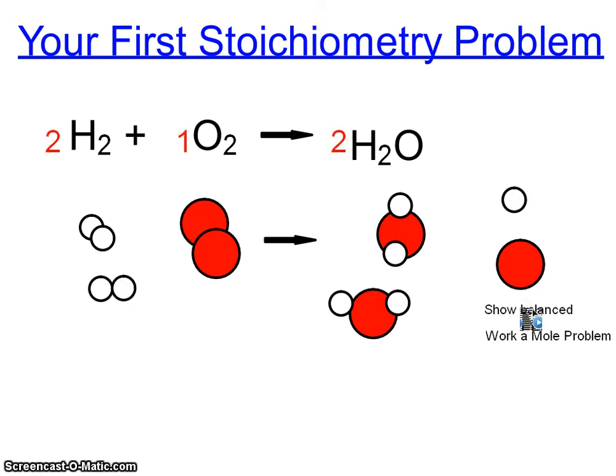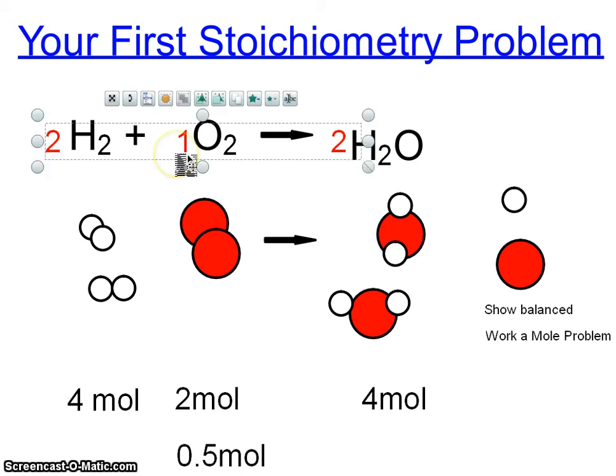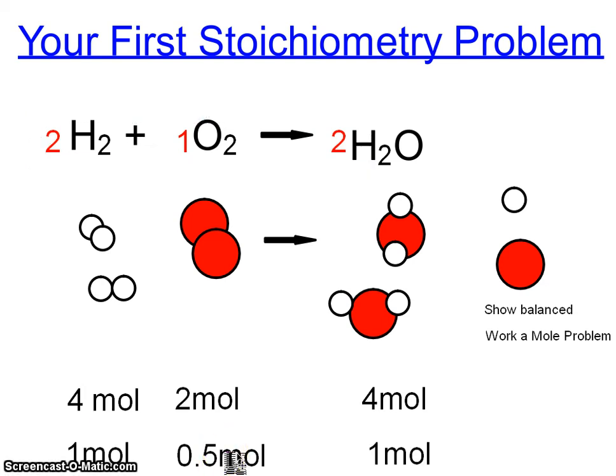Now I'm going to work out a problem just in moles. If I have 4 moles of hydrogen, then what I need is 2 moles of oxygen to go with it because of this 2-to-1 ratio. And I'll make 4 moles of water because it's a 2-to-2 ratio, hydrogen and water. If it's 1 mole of hydrogen, I only need a half mole of oxygen. I'm going to make 1 mole of water. So again, this all works out nicely when you're dealing with moles.